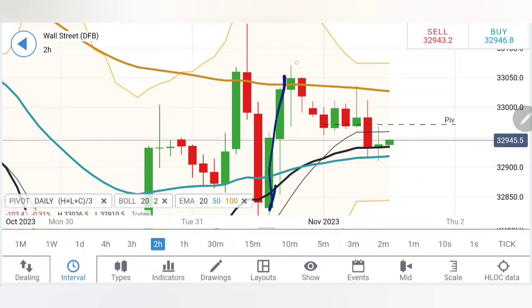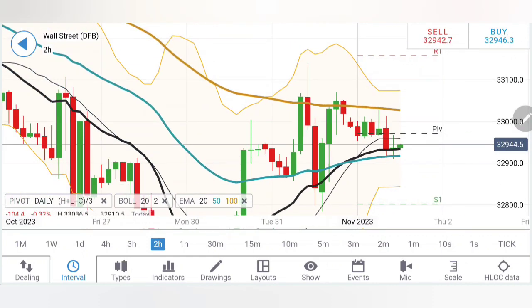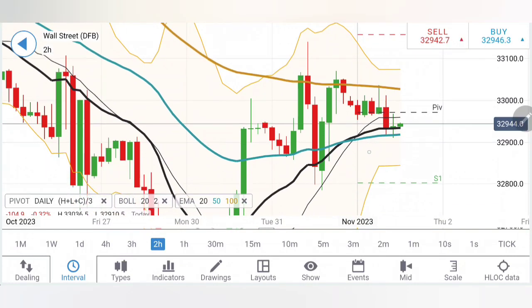Else, also if you look at the drop there, the flag formation there, and a breakout above 33,050 should be taken up very, very seriously. It could fly above 33,050 levels towards 33,200.